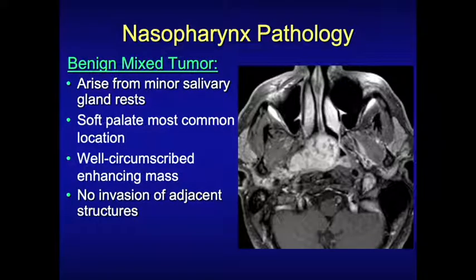So let's look at benign mixed tumors. These are rare tumors. They occur from minor salivary gland rests. The soft palate is the most common location for benign mixed tumor in the pharynx. These are well circumscribed enhancing masses as seen here. This one is filling the lateral nasopharynx and the posterior aspect, reaching the posterior aspect of the nasal cavity. These can be differentiated from other neoplasms in that there is no invasion of the adjacent structures.